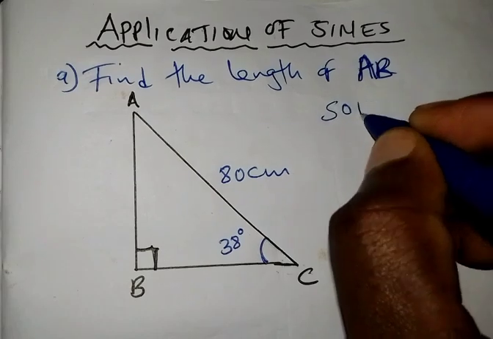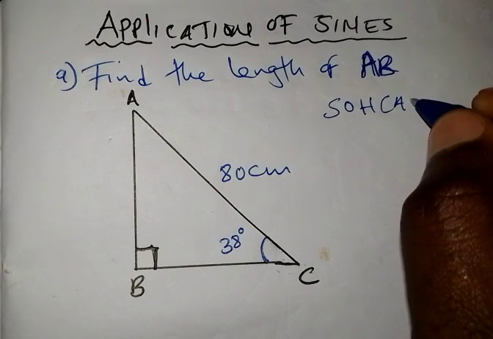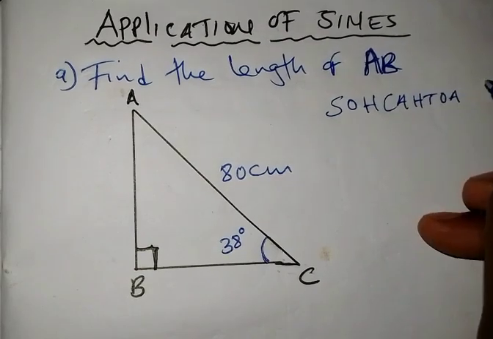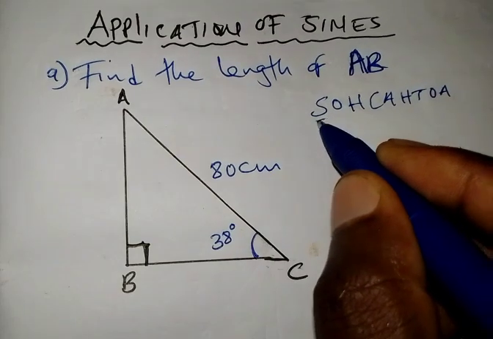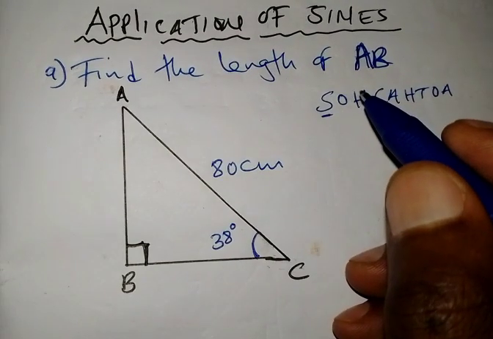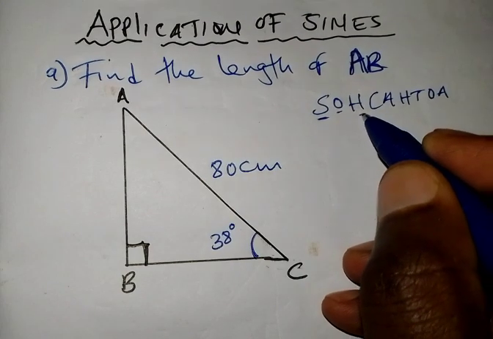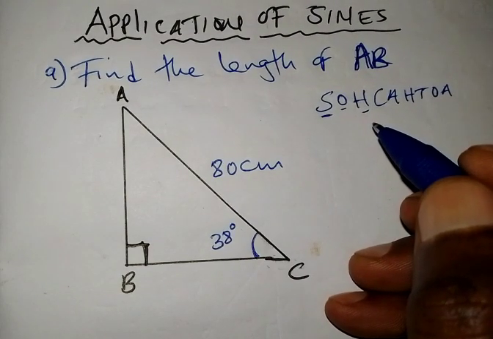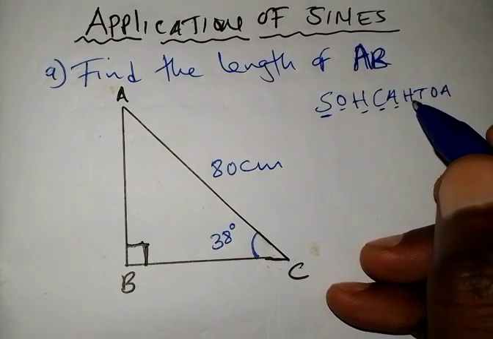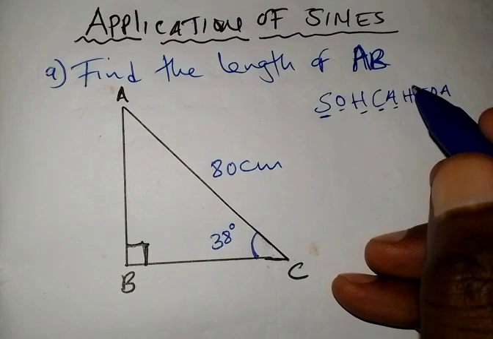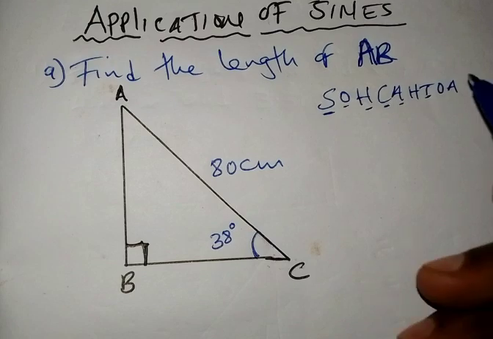whenever you have a trigonometric question, you must always remember this formula, that is SOHCAHTOA. The formula SOHCAHTOA means this: the S stands for sine, the O stands for opposite, the H stands for hypotenuse, the C stands for cosine, A stands for adjacent, and T stands for tangent.